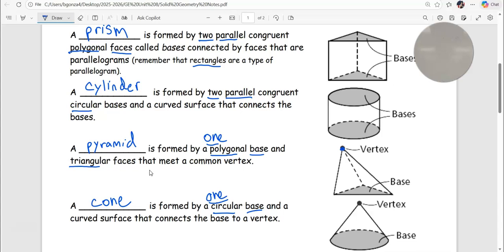Now, a cone has one circle base, as you can see in the pictures.